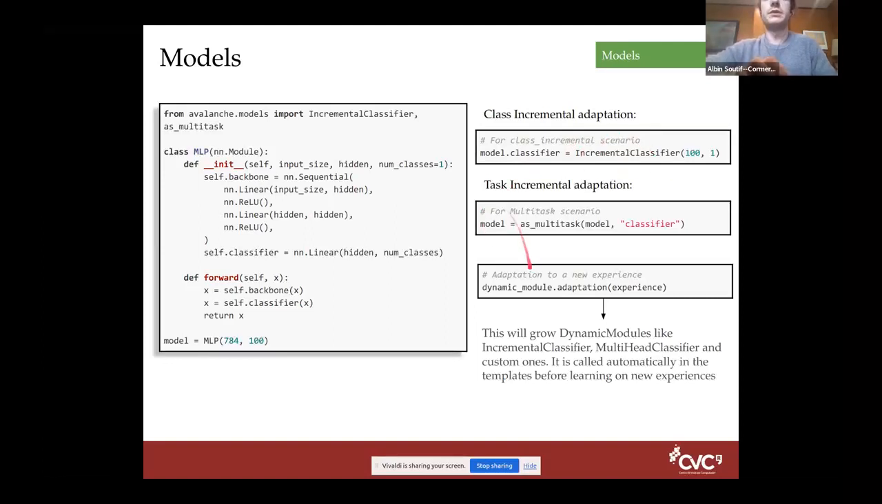And for the multitask scenario, it's the same. We have a utility function that does the same thing with the multi-head classifier, but also turns the model into this multitask module. And yeah, once these dynamic modules like the incremental classifier are initiated, they can be adapted by calling this adaptation function on top of an experience.